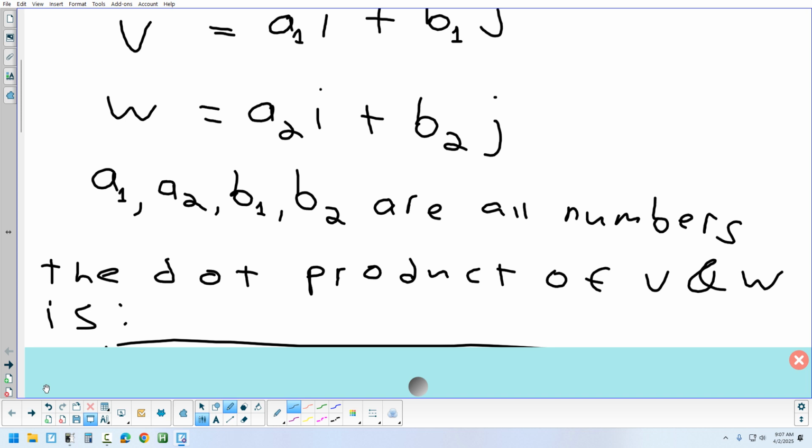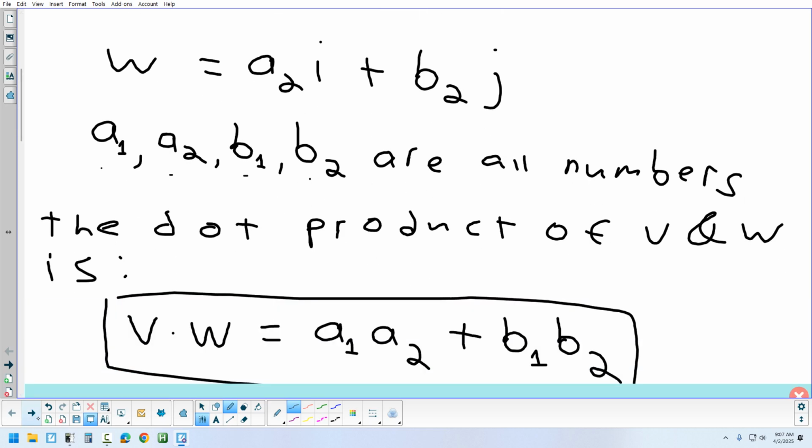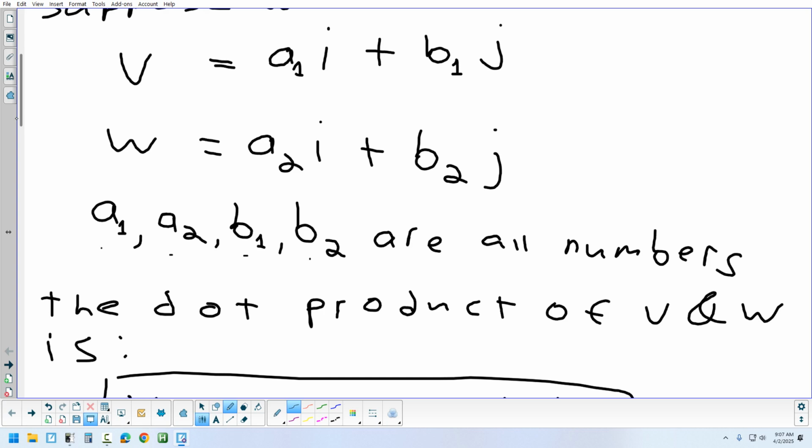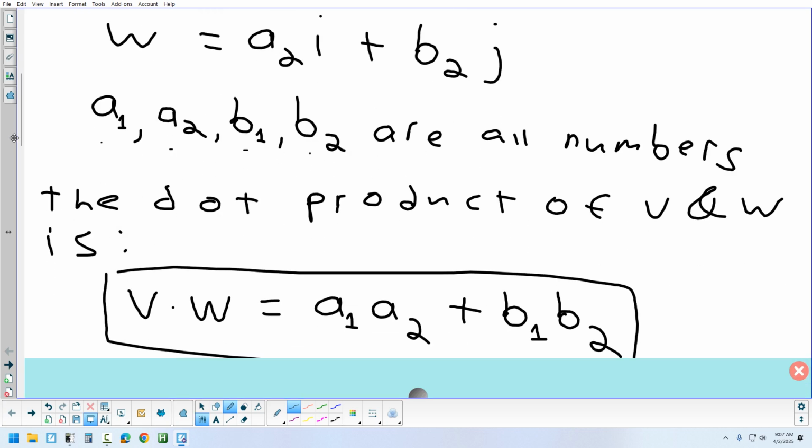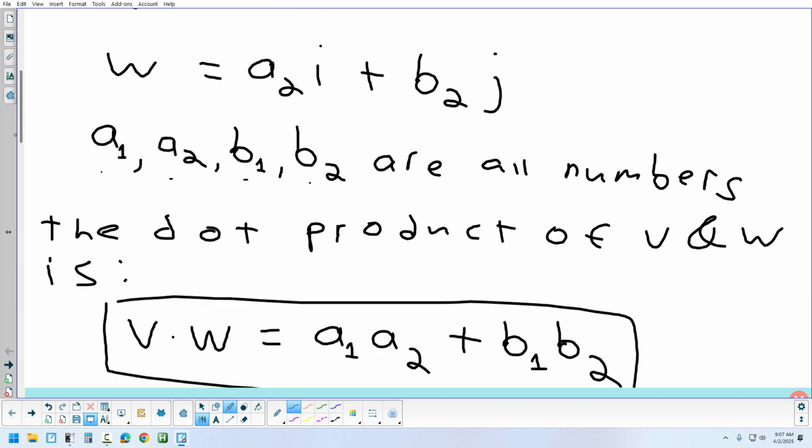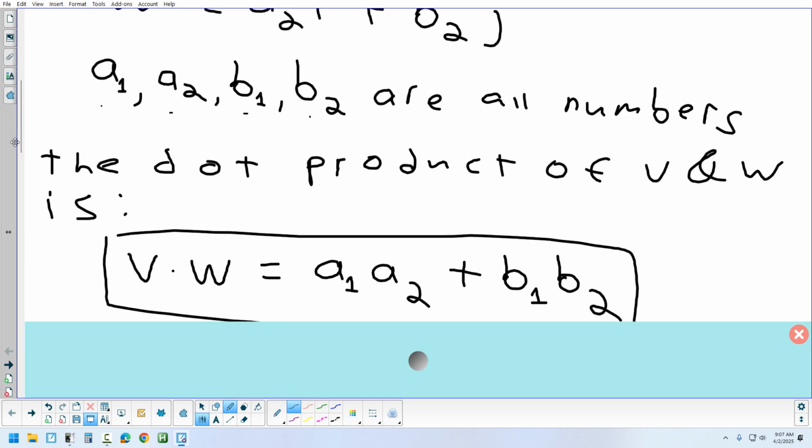The way that you find the dot product is you're going to use those four, they're like coefficients, right? The four things in front of the i's and j's. And to find the dot product, you do A1 times A2, that's the horizontal components. You do B1 times B2, that's the vertical components. And then you add the result.